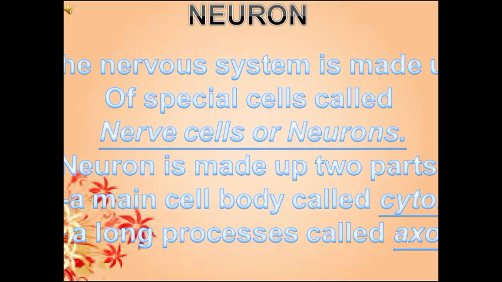Cell body contains a nucleus. The dendrites are cytoplasmic extensions of the cell body. From the cell body arises one long process called the axon. Its length may vary from a few millimeters to 1 meter. The end of the axon terminates in a number of branched filaments called terminal branches.